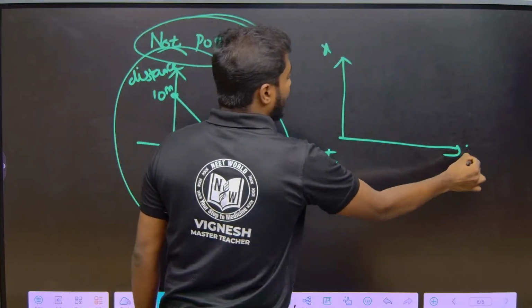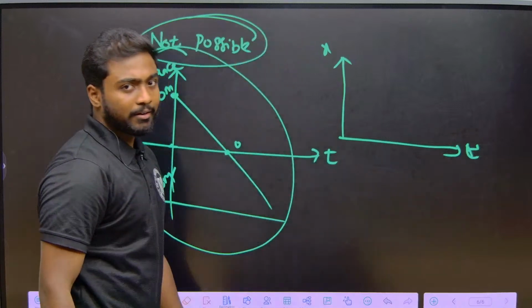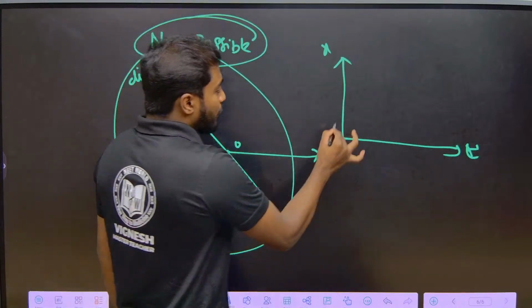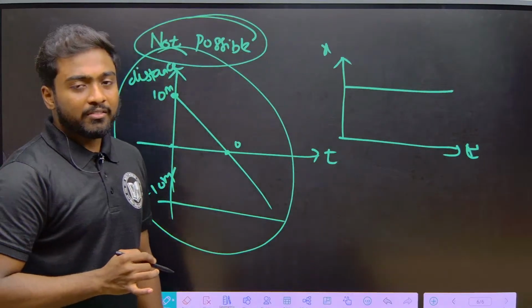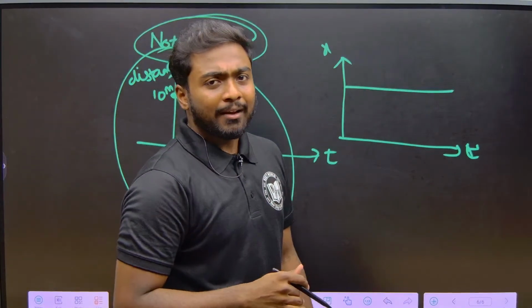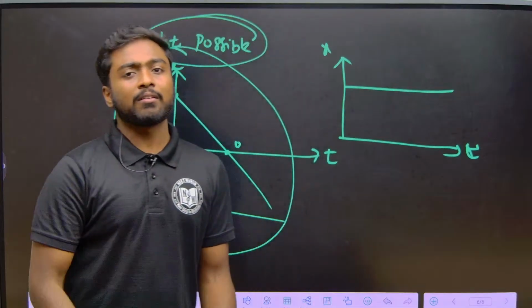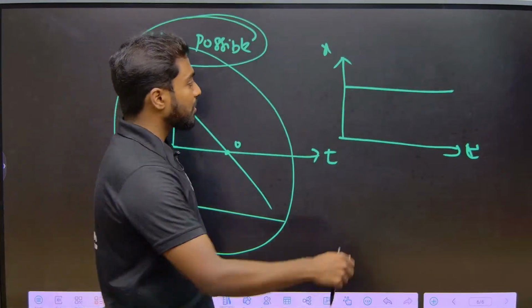One more thing: the x versus t graph is there. We have talked about a parallel line with respect to horizontal, sir. But if I take a parallel line with respect to vertical, what is the point, sir? Simple, guys.